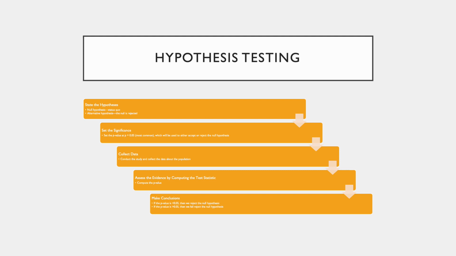and you basically conduct a study and collect all the data from the population you are studying. Then you assess the evidence and you do your statistical test. And finally, you make conclusions. If the p is less than 0.05, then you reject the null hypothesis. If the p is greater than 0.05, then we fail to reject the null hypothesis.